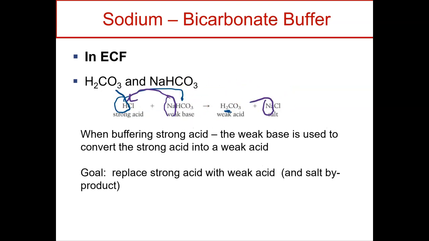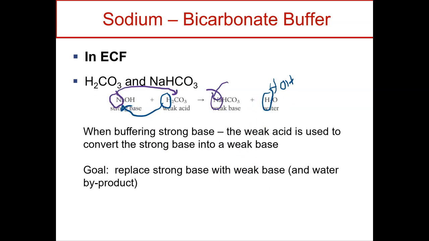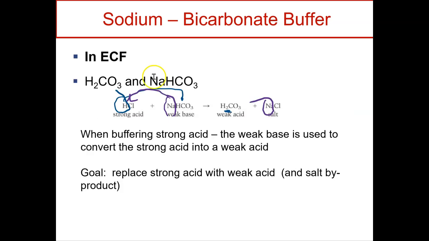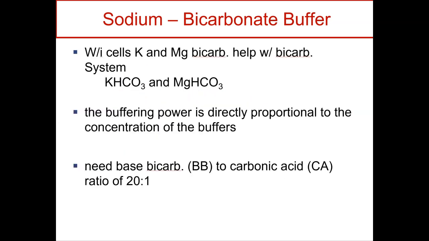So when I buffer a strong acid, I get a weak acid and a salt. And when I buffer a strong base, I get a weak base and a water. And this is the sodium bicarb buffer. Understand that inside a cell, it's the exact same equation, but instead of sodium, you would have either potassium or magnesium because there's very little sodium inside the cell. And this is a real powerful buffer, but it's dependent on how much of the buffer you have. How much of the sodium bicarb do you have?